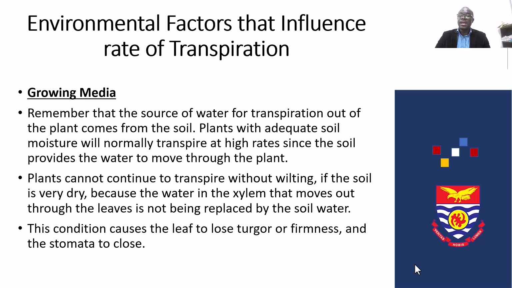Growing media. Remember that the source of water for transpiration out of the plant comes from the soil. Plants with adequate soil moisture will normally transpire at high rates since the soil provides the water to move through the plant. Plants cannot continue to transpire without wilting if the soil is very dry, because the water in the xylem that moves out through the leaves is not being replaced by the soil water. This condition causes the leaf to lose turgor or firmness and the stomata to close.